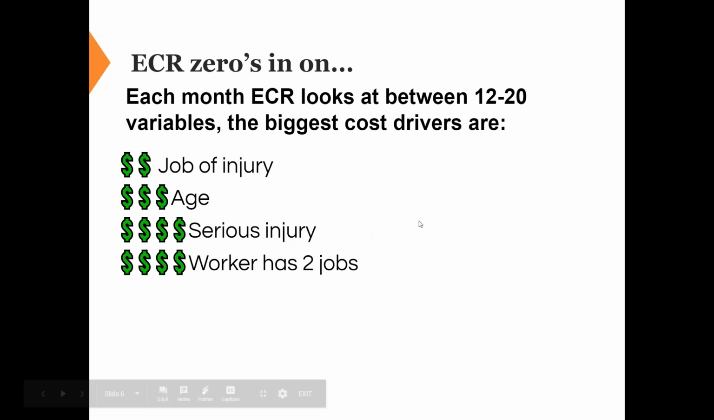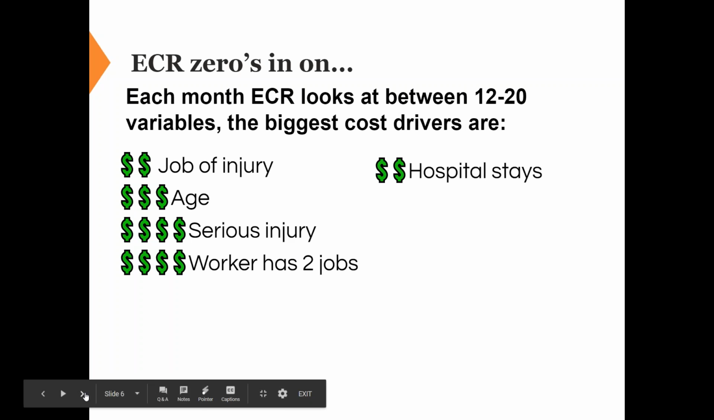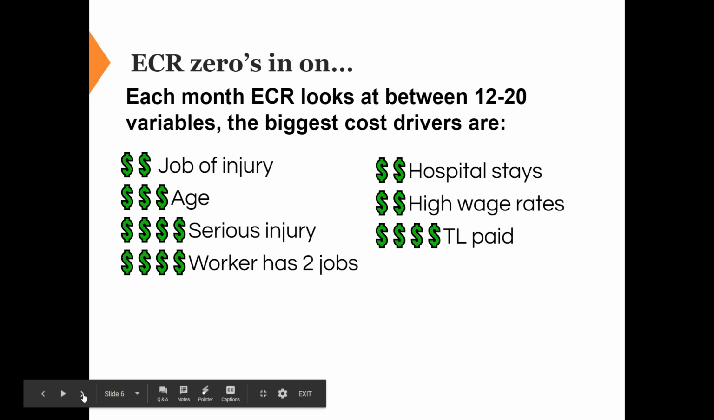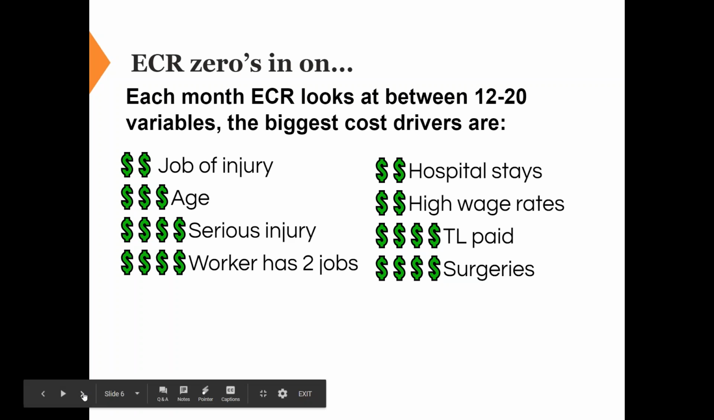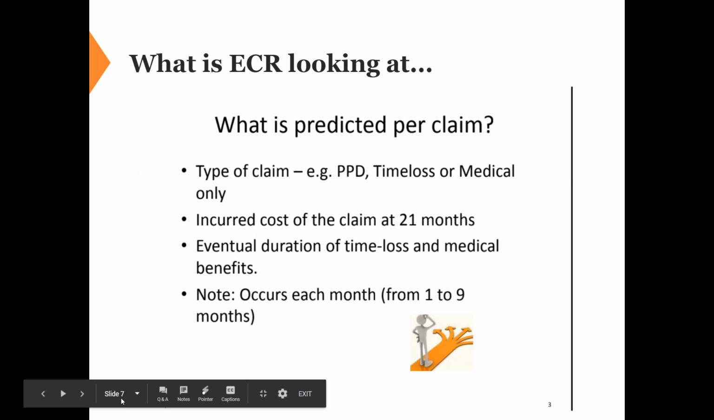So each month, ECR looks at between 12 and 20 different variables. The biggest cost drivers are hospital stays, high wage rates. The more your employees make, the higher ECR is going to hit you. And if the department pays time loss. So you're going to hear us oftentimes saying, would you be interested in covering gap kept on salary, where you're paying these little periods of time loss, or kept on salary where you continue their wages while we work on getting them back to light duty. And surgery. Surgeries are going to hit you pretty hard, especially when they happen right away. If they have something like an open reduction, not a fracture, the ECR is going to come out pretty high.